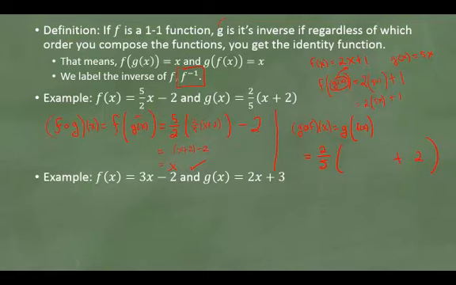And we're going to plug in f of x. F of x is 5 over 2x minus 2. Then we're going to simplify. The negative 2 plus 2 cancel. The 5 over 2 and the 2 over 5 cancel, and then we're left with just x. So we get the identity function either way. That means that f and g are inverses of each other.